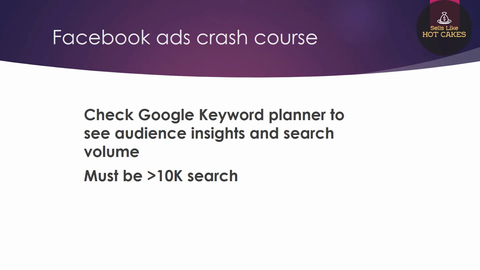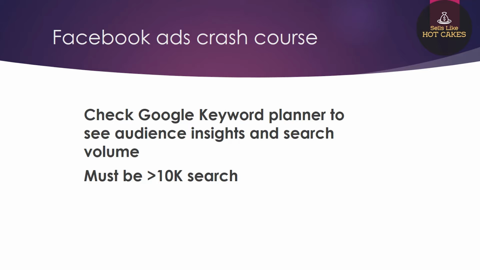Now here's one more tool for you to check the audience inside and the search volume of your keywords. So, for example, you're going to target and sell bulldog toys. You need to check the Google Keyword Planner tool and make sure that the search volume is more than 10,000 per month for this search term, as Google, not Facebook, is the place where people search for buy terms for things to buy.